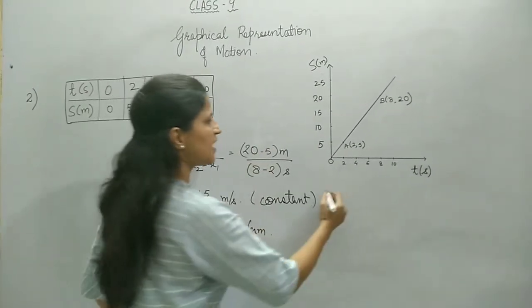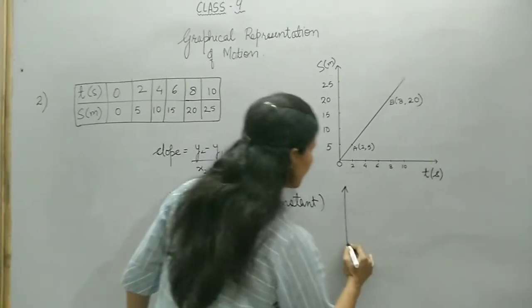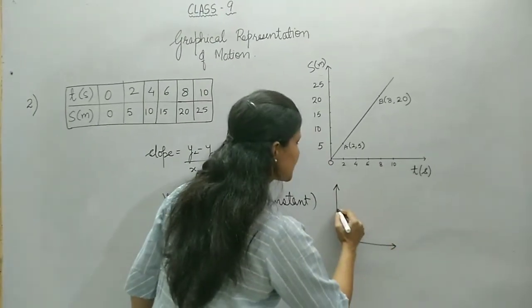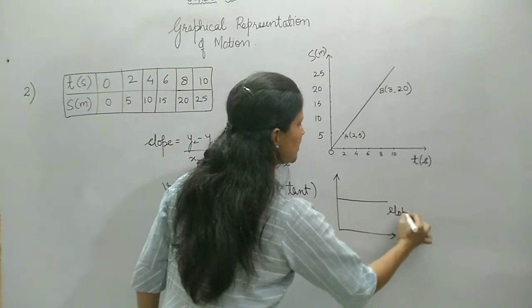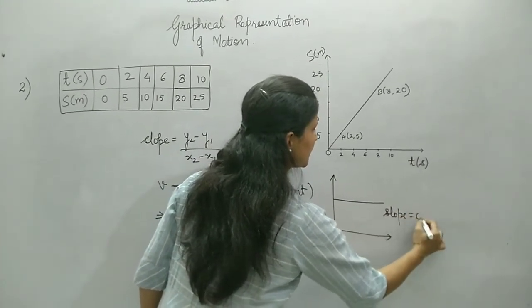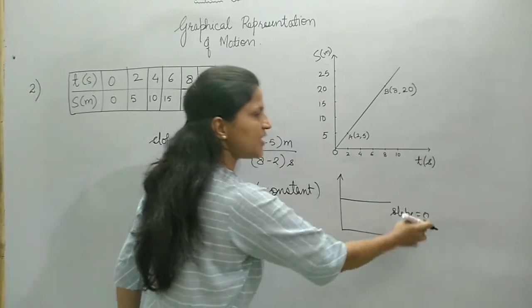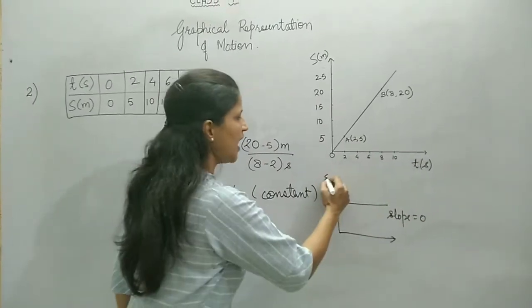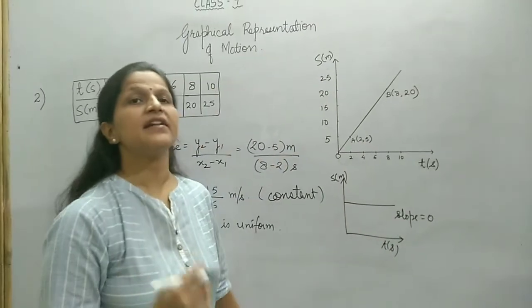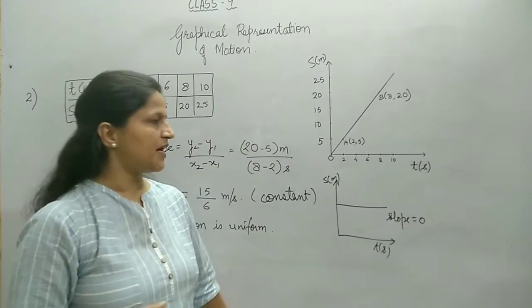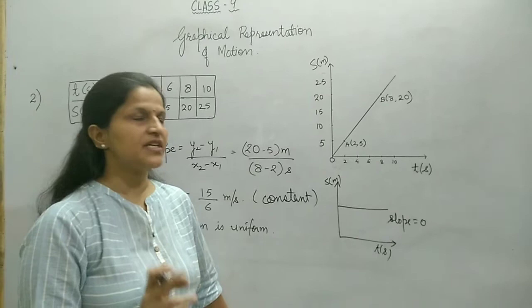In the previous graph, I just forgot one thing to be told. In the previous graph, the shape was like this, and we got slope is equal to 0. Slope is equal to 0 means the velocity is 0, and if the velocity is 0, it means that the body is at rest. Body rest पर है जब उसका slope 0 या velocity 0 है.